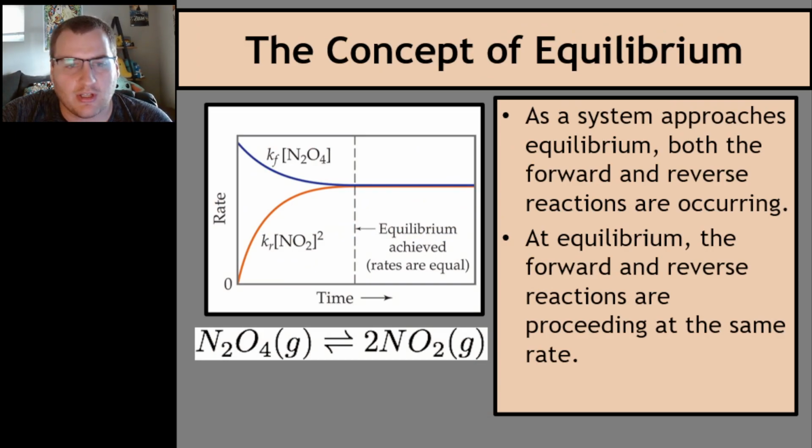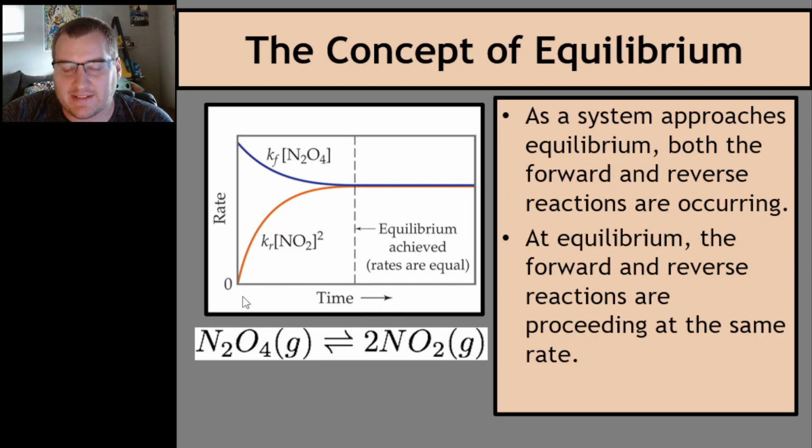So here, if I look at this graph, I have rate on the y-axis. That's how fast the reaction's happening. And if you look at my data on my graph here, I have Kf, that stands for the forward reaction. K is rate, F means forward, so that's the rate of the forward reaction. And then I also have the rate of the reverse reaction. Okay? So I have the forward reaction, my reaction down here, N2O4, in equilibrium with two NO2s. As the system approaches equilibrium, both of these reactions are occurring.